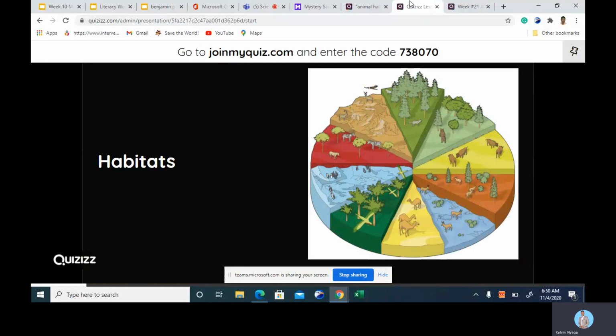A habitat is a home. Guess what? It's just a home. Simple as that. A habitat is a home of an animal, of an insect, of a bird, of you. Think of it. Where do you live? In the house? Well, that's your habitat.